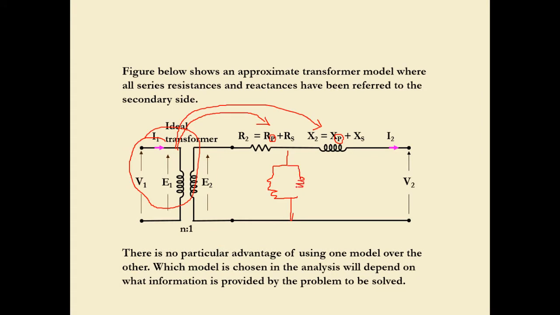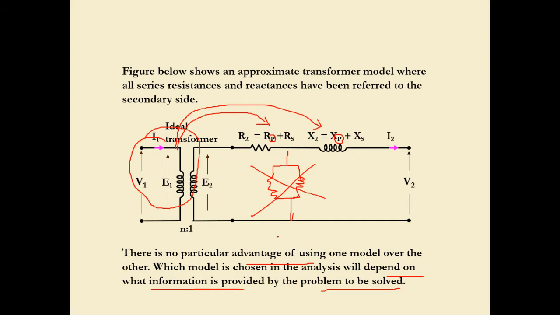Okay, the RO plus GSM. So no excitation branch for this analysis. There is no particular advantage of using one model over the other. Which model is chosen in the analysis will depend on what information is provided by the problem to be solved. So there is no particular advantage.